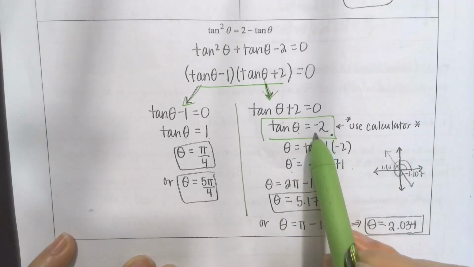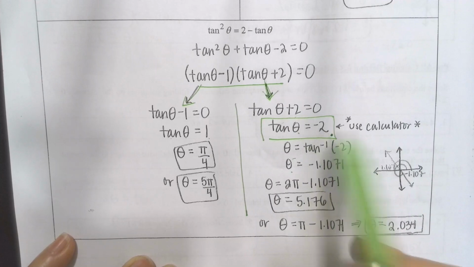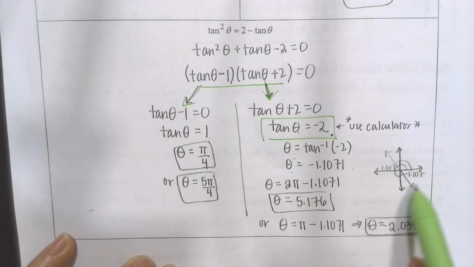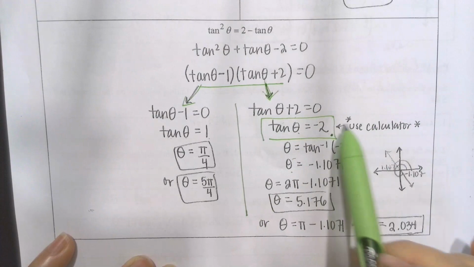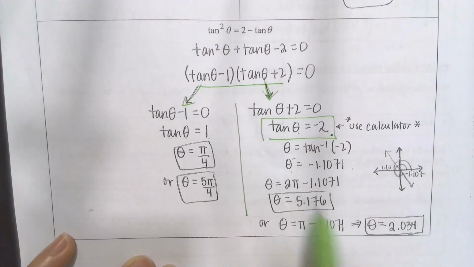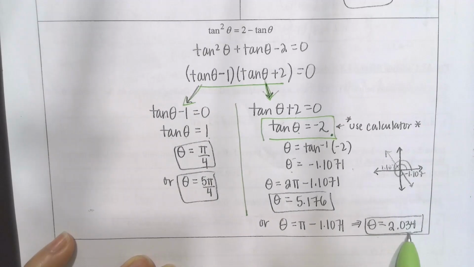You get that. Since tangent is negative, that means the two are opposite signs. So second quadrant, fourth quadrant. Remember what we did on that? So you get those 2 solutions here. Notice this problem has 4 solutions.